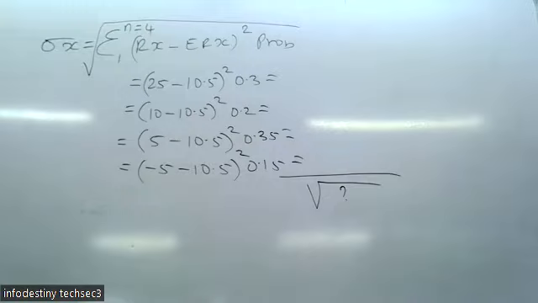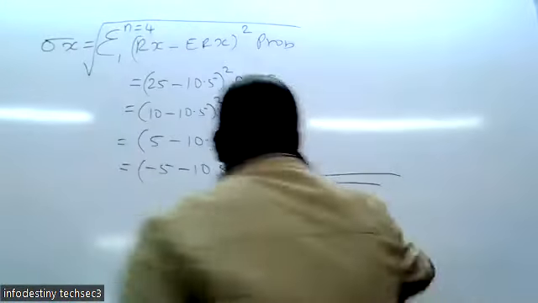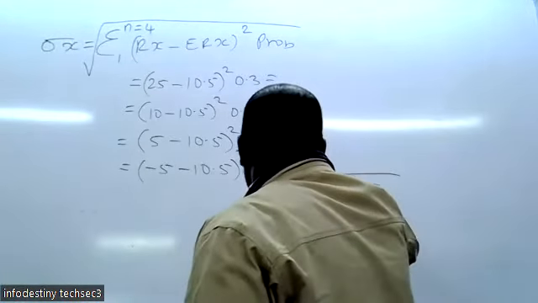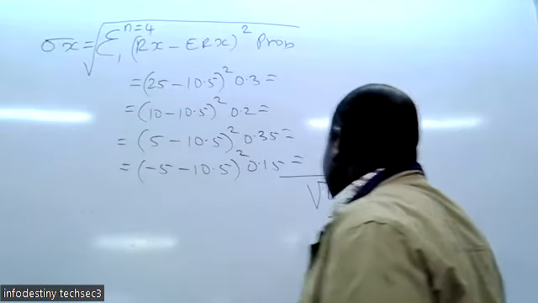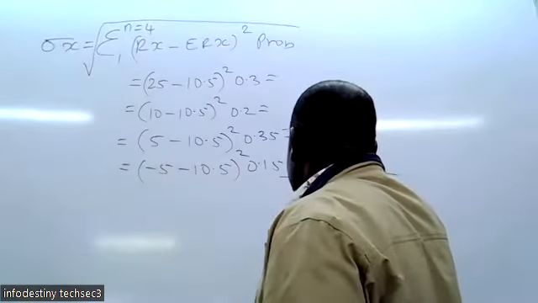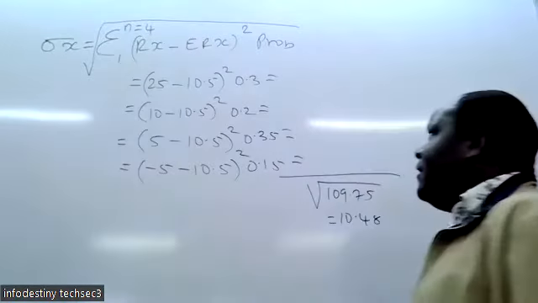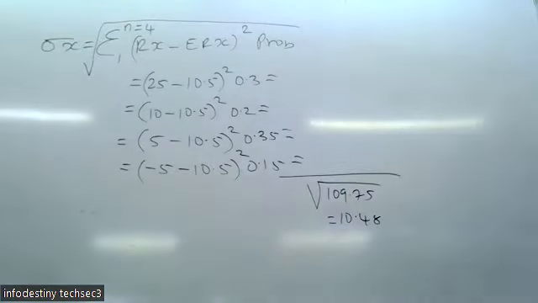The total is 109.75. When you get the square root now, it gives us 7.48. So that is the standard deviation.